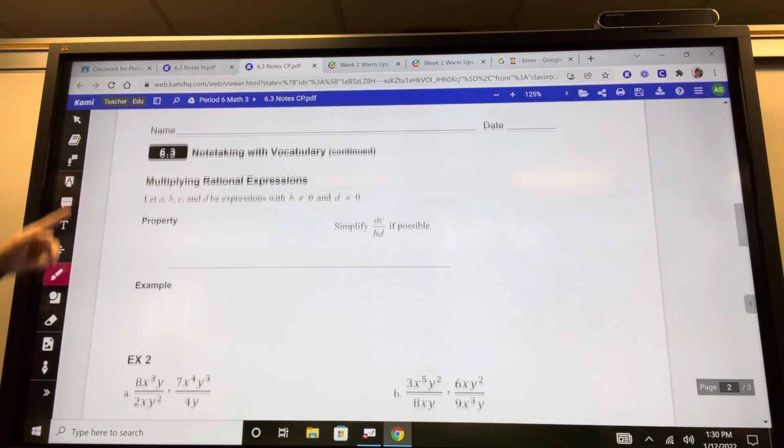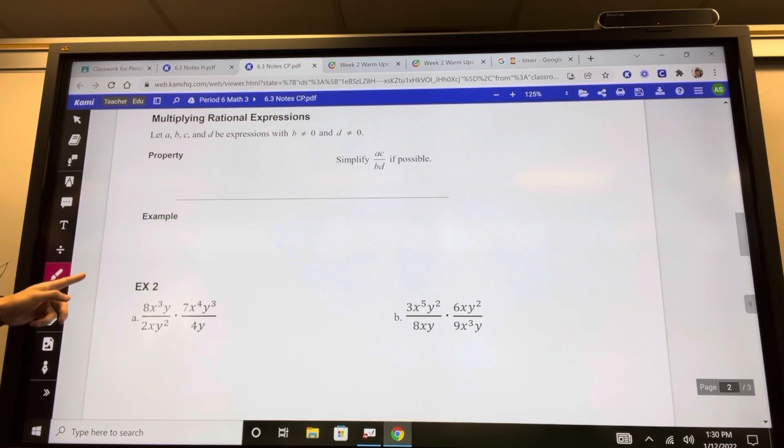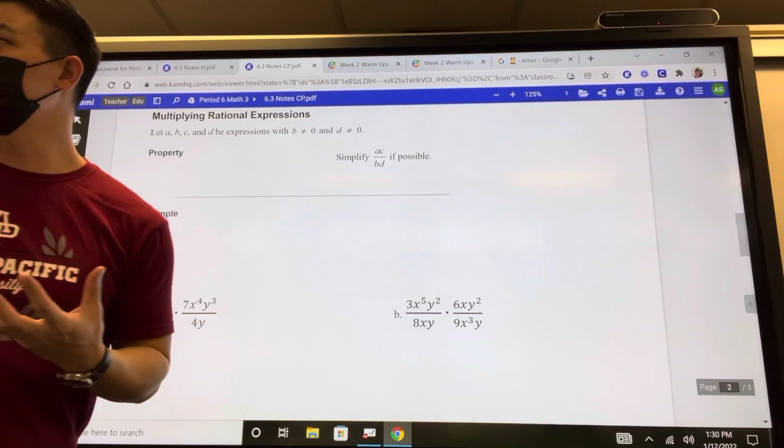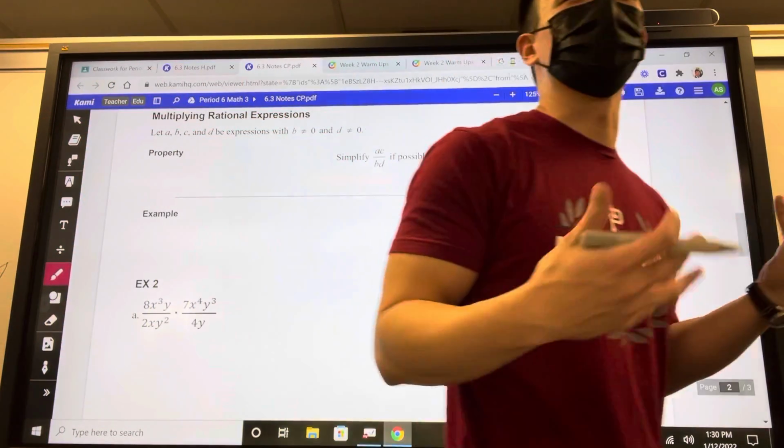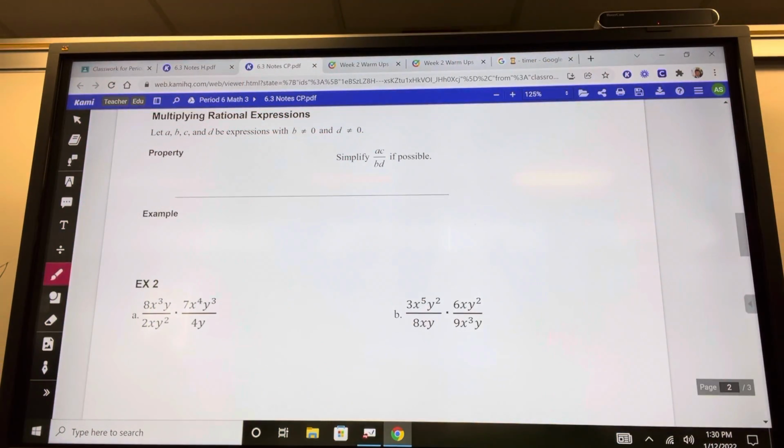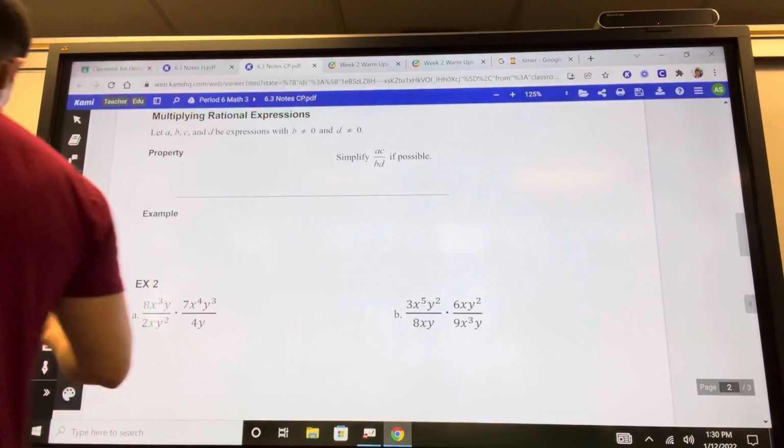Cool. So the last thing I want to talk about is actually multiplying these guys. So far, all we've done is simplify them, and the title of this section is multiplying and dividing. So I want to look at actually multiplying these together, and it's not too bad, I promise.